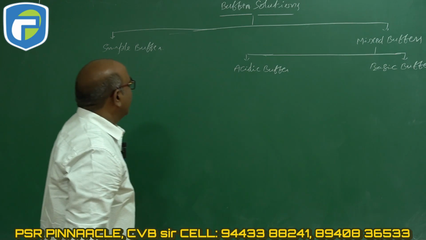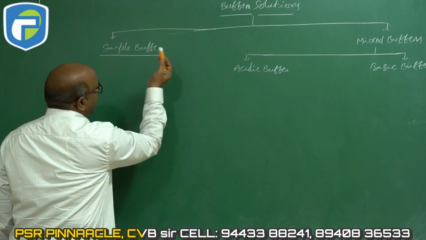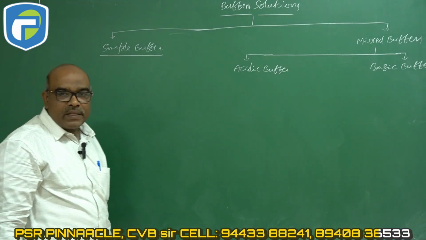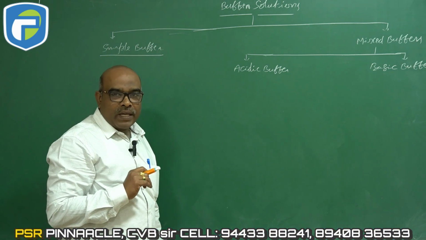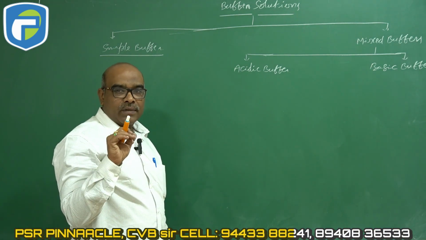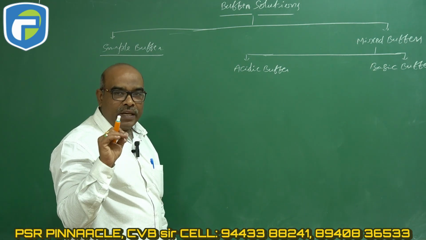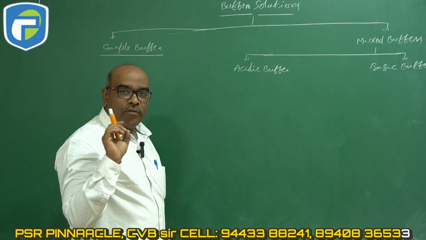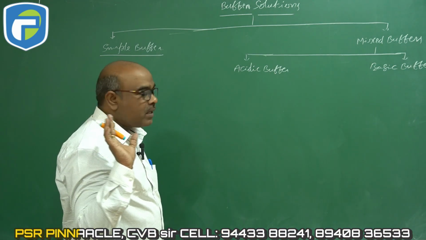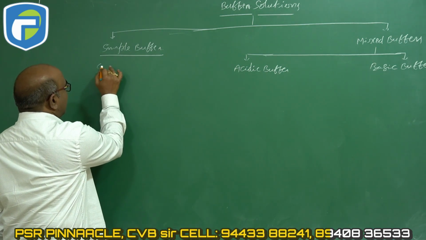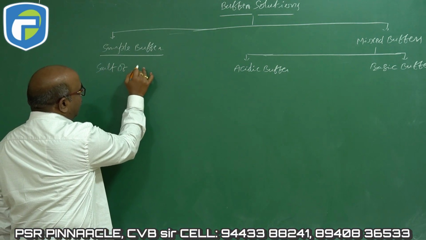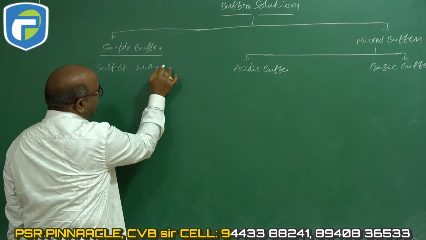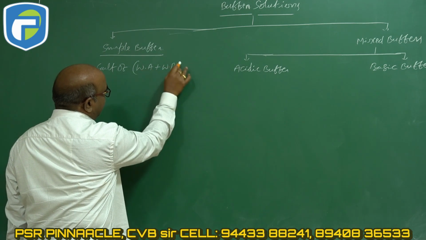Acidic buffer, basic buffer. What is a simple buffer? A simple buffer is the salt of a weak acid and a weak base. The salt of a weak acid and a weak base acts as a simple buffer.